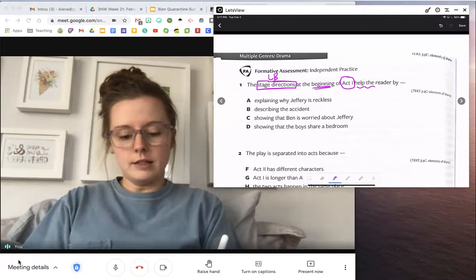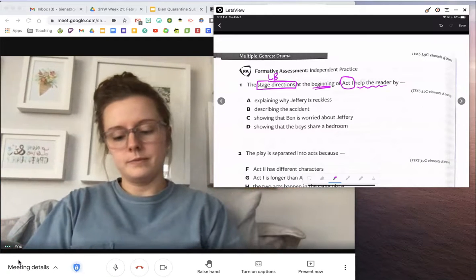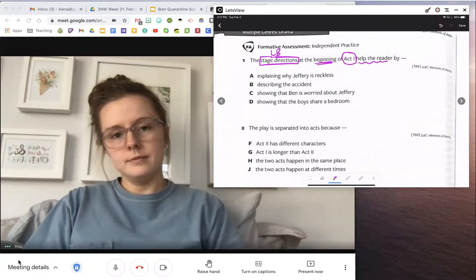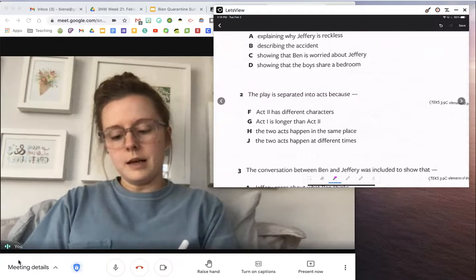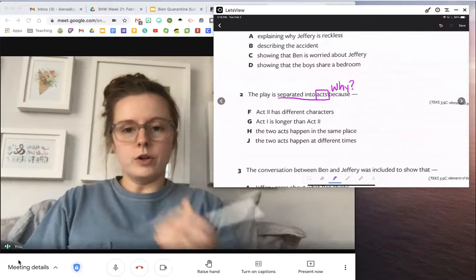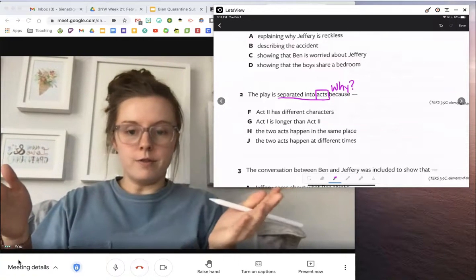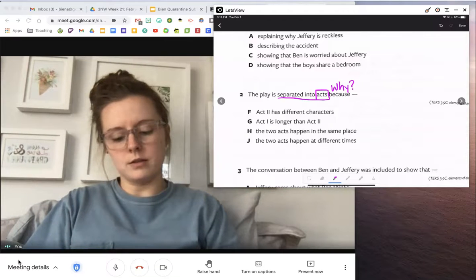And I want to know, how does that help the reader? Like, what's it doing for me? Why is it there? Okay, number 2 says the play is separated into acts because, so I want to know why. Like, why didn't the author or the playwright just give me all of the information and all of the action at once? Why did they split it up into 2 different things?